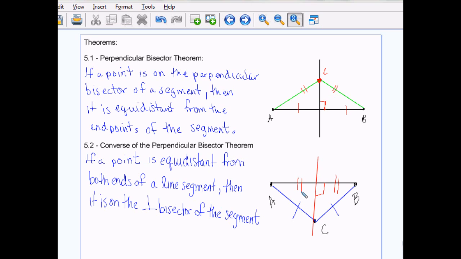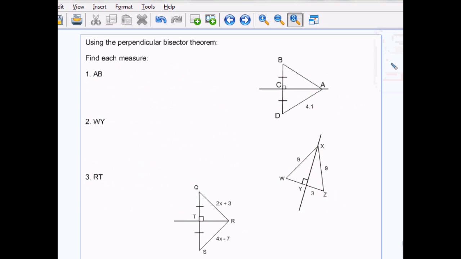And what we have is, if we look at this picture for triangle ABD, and BC and CD are labeled as the same length, that means that these two are also the same length. So if this is 4.1, this is also 4.1. Okay. Here, if we look at XYZ, these are the same length, which tells me that these are the same length. So if this is 3, then this is also 3. See that? And then you get some algebra.